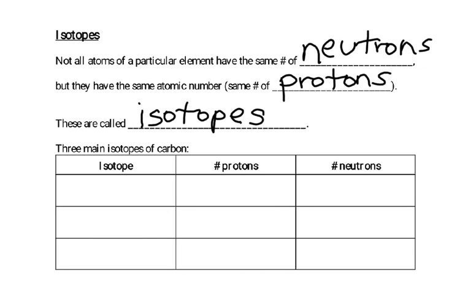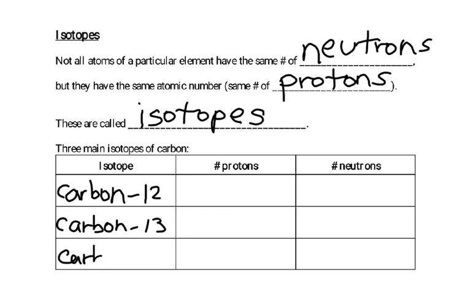So let's look at carbon. There are 3 main isotopes of carbon. Yes, there's more than 3 isotopes of carbon, but there's 3 main isotopes. So we've got carbon-12, carbon-13, and carbon-14. Now, these numbers stand for the mass number.